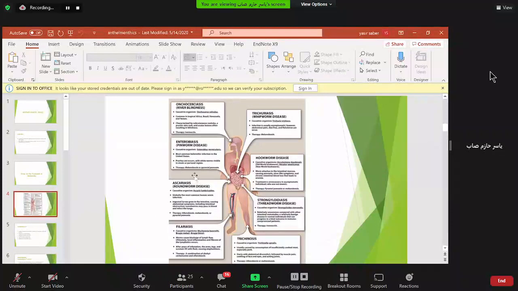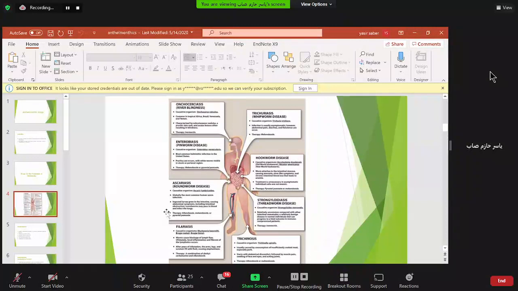In addition, we have ascariasis, or roundworm disease. The causative organism is Ascaris lumbricoides. Globally, it is the most common human worm infection. Ingested larvae grow in the intestine and cause abdominal symptoms, including intestinal obstruction, and may pass to the blood and infect the lung. The drugs of choice are albendazole, mebendazole, and pyrantel pamoate.